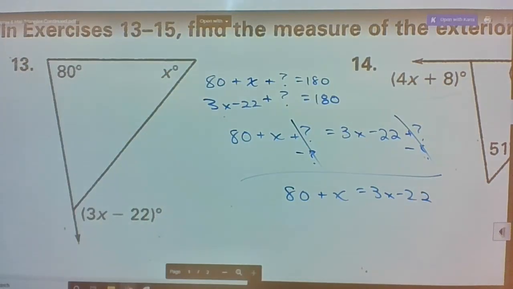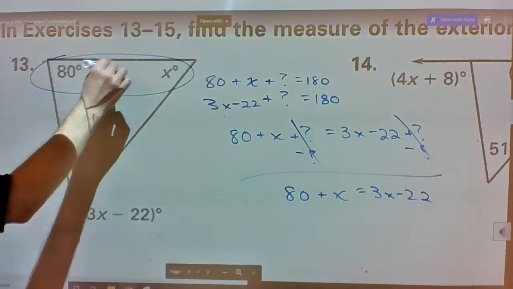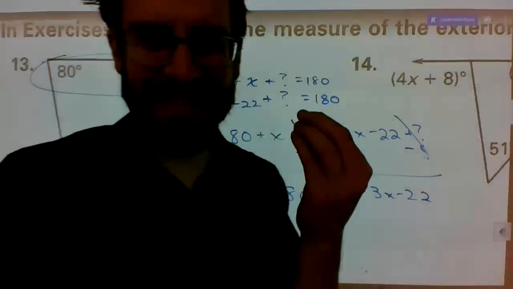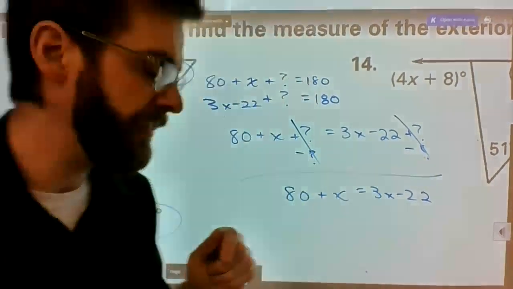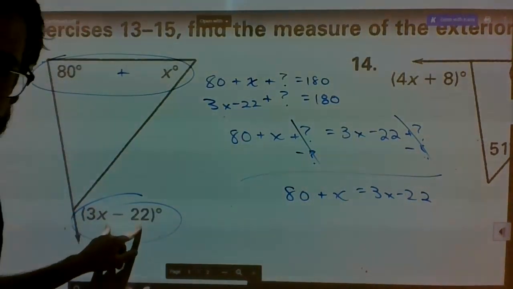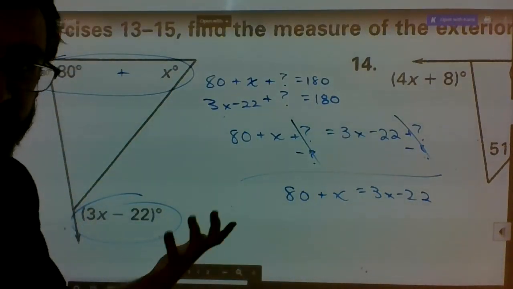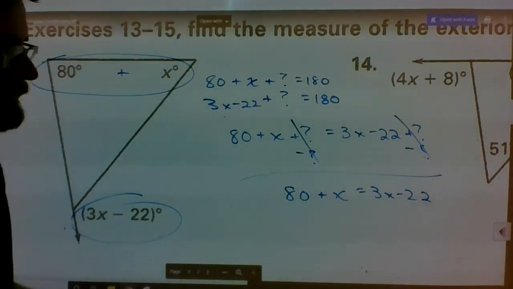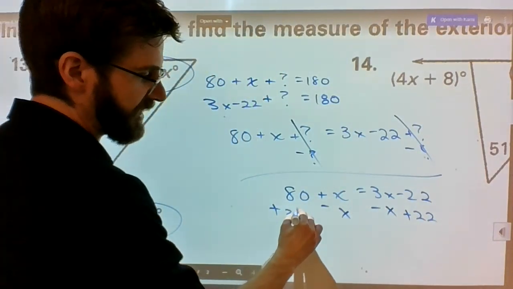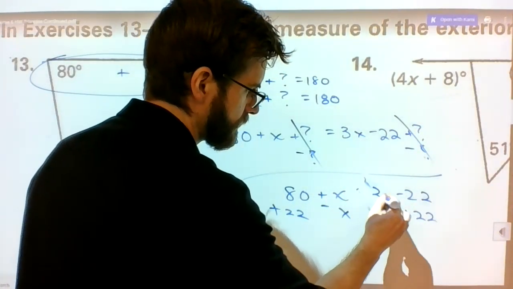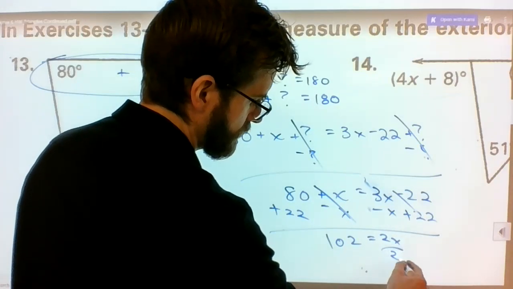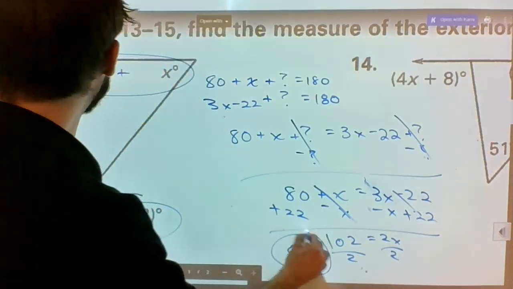And I just want to point out here that here's 80 plus x, here's 3x minus 22. This is the exterior angles theorem in triangles, which just means that the outside angle that's created when one of the sides keeps going must equal the sum of these other two angles. They just always add up to one another. So the answer to number 13, if I were to get the x's on the right, get the constants on the left, gives me 51.